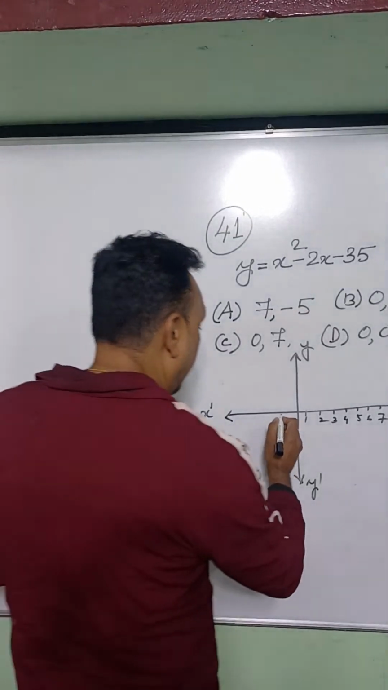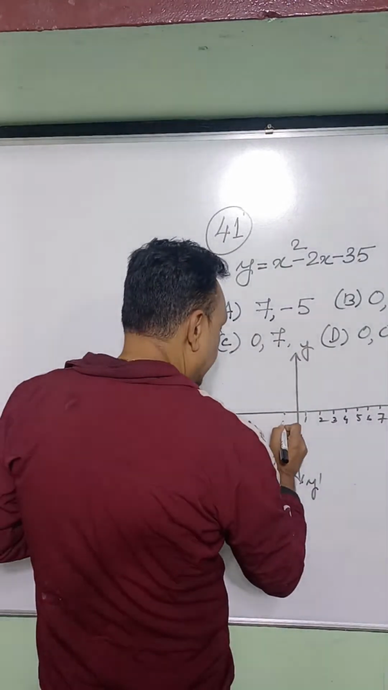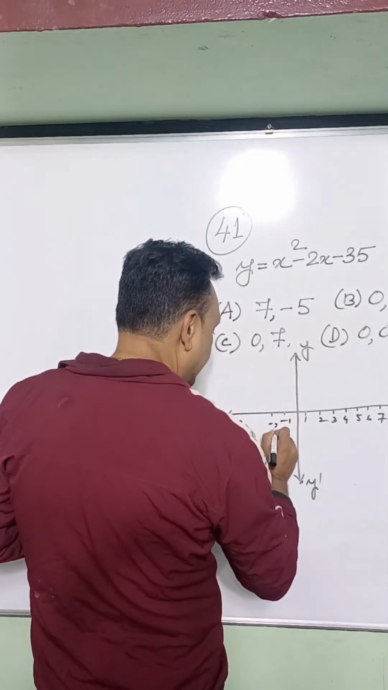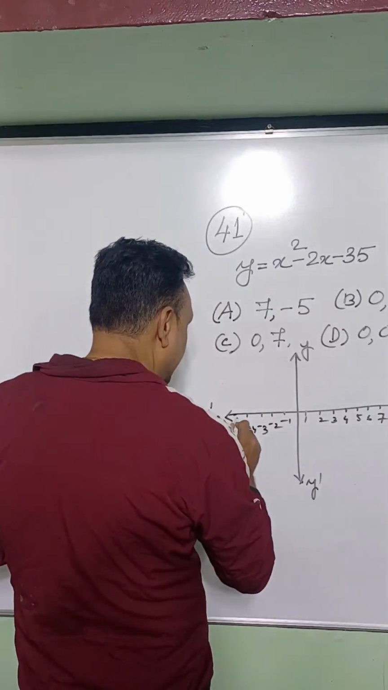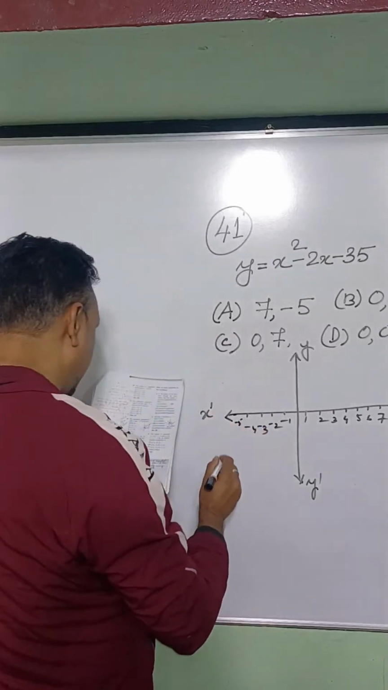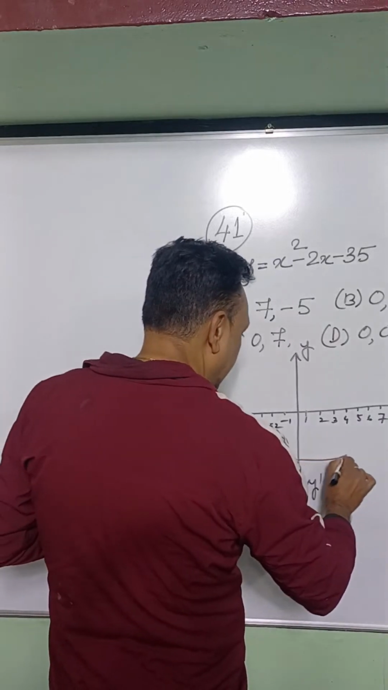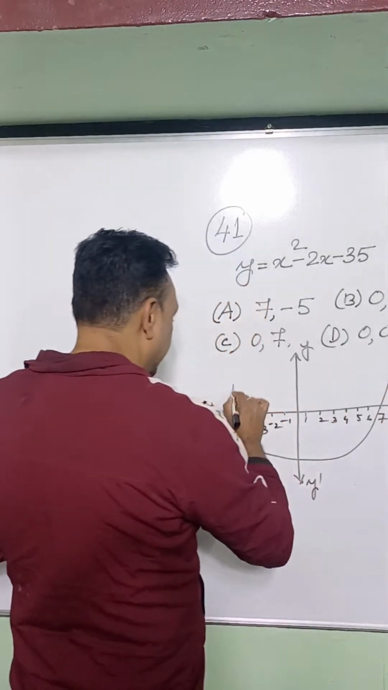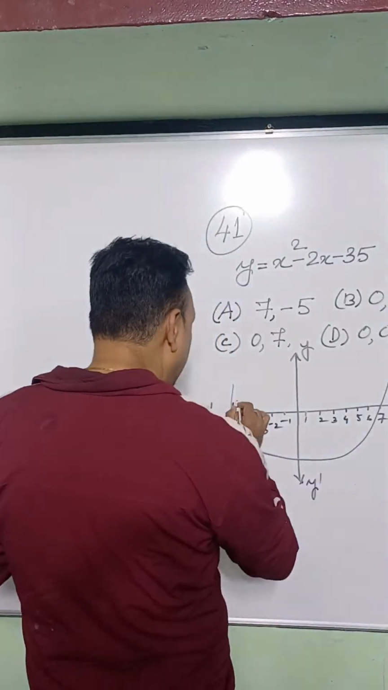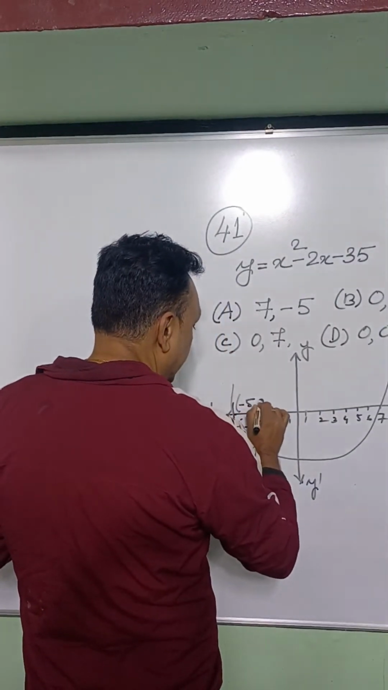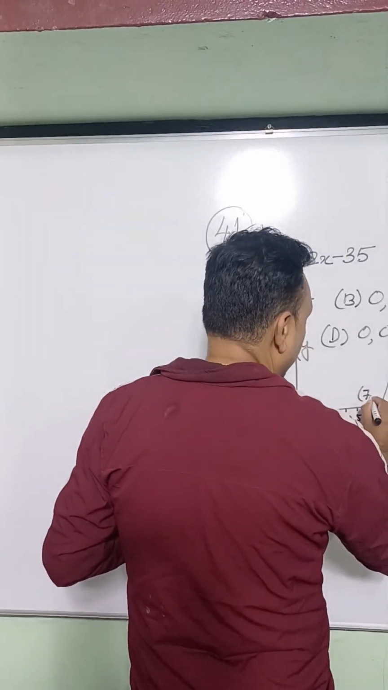Here we have to go up to minus 5. So this side is minus 1, minus 2, minus 3, minus 4, minus 5. The graph is like that, so it will cut here. These are the points: minus 5, 0 here, and 7, 0.